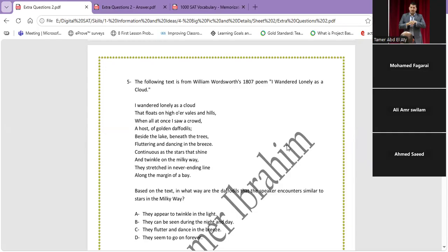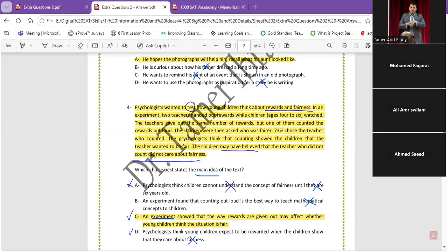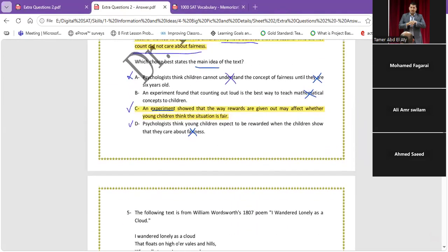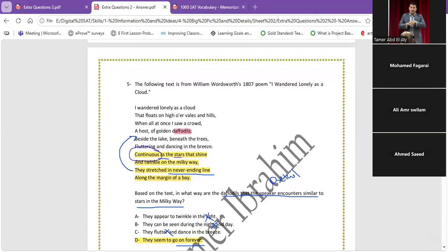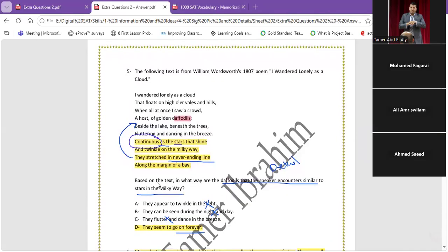Unfortunately, we have some people who got this wrong. Let me explain for them. Some people got number five wrong. As you can find, it says based on the text, according to the text. So it's a detailed question. You have to read the whole thing, but you have to know what the goal is, what the question is. In what way are the daffodils that the speaker encounters similar to stars in the Milky Way? How are those flowers similar to stars in the Milky Way?